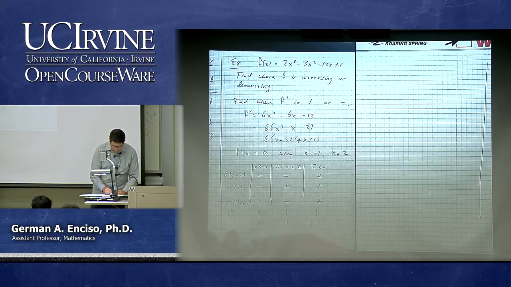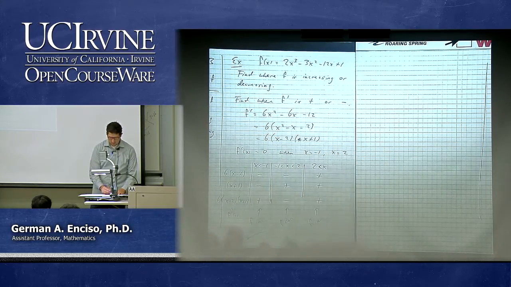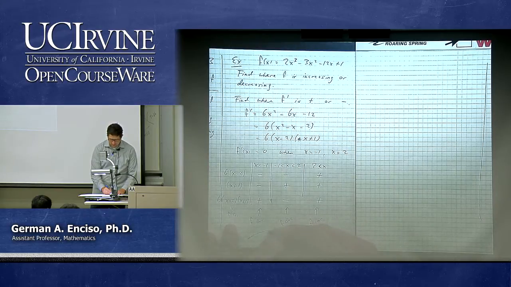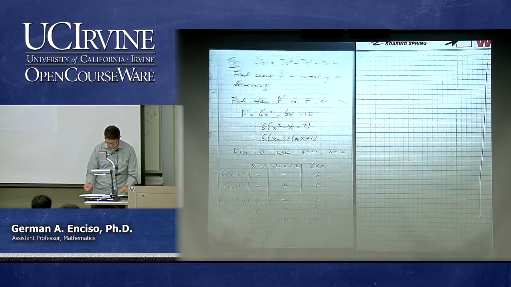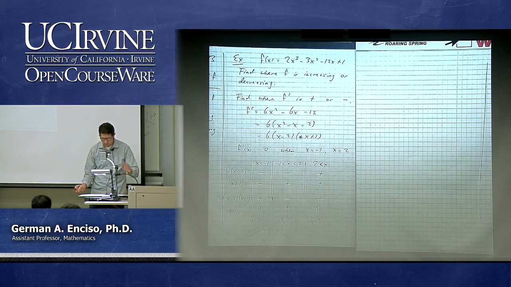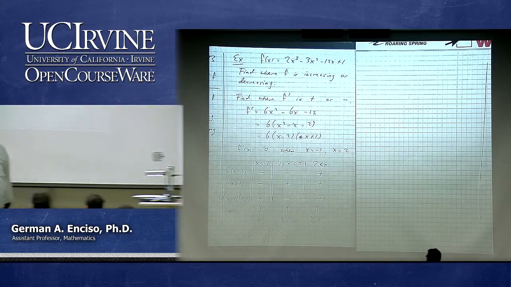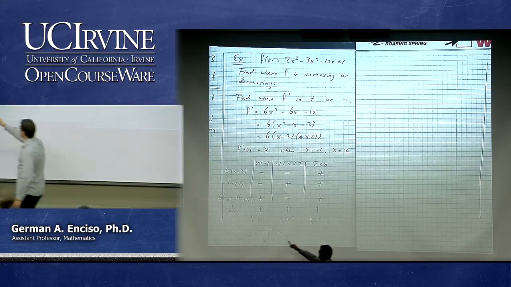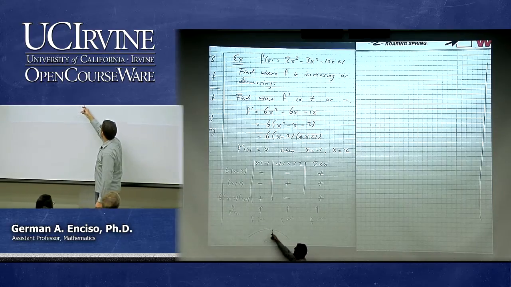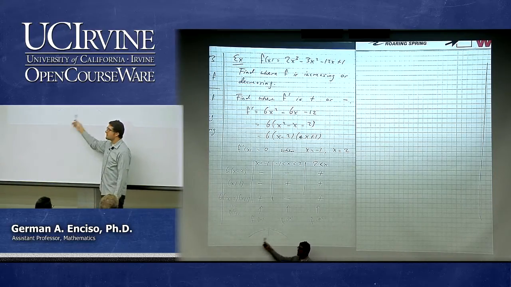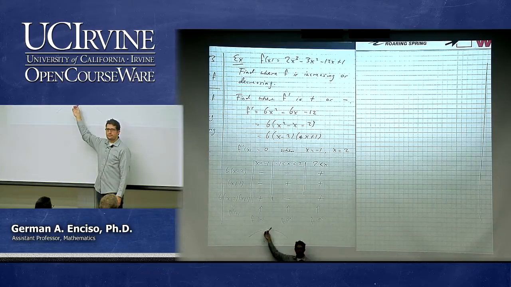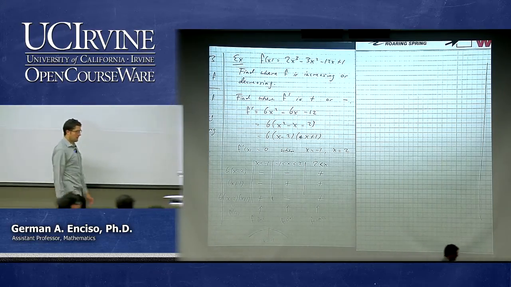The function is increasing at x less than -1, and it's decreasing at x bigger than -1. This is x equals -1. Can you see that? It's a little hard to see. Okay, but there we go. So the function is increasing in this interval, and it's decreasing in this interval. So what must happen at that point? It's a local maximum. Okay? All right, so there you go.